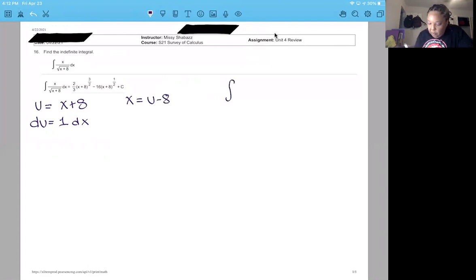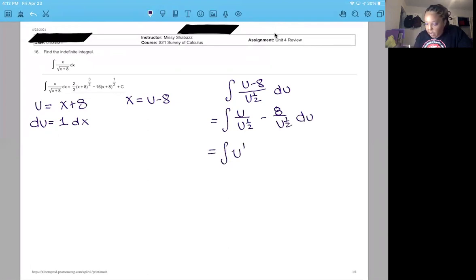So I'm going to rewrite the integral. The top is x, which is u minus 8, over u to the 1/2. I'm going to separate this into 2 separate fractions, so that I have u over u to the 1/2 minus 8 over u to the 1/2. If I have 1 in the numerator, 1/2 in the denominator, that gives me a total of 1/2 in the numerator. And so I'm just going to rewrite the integral like this.